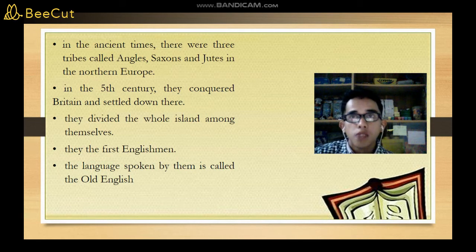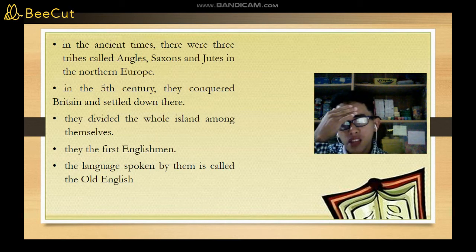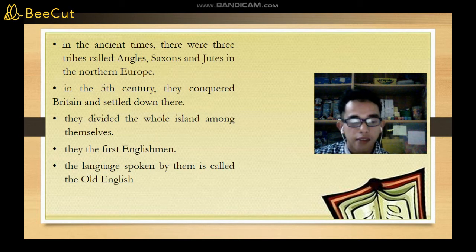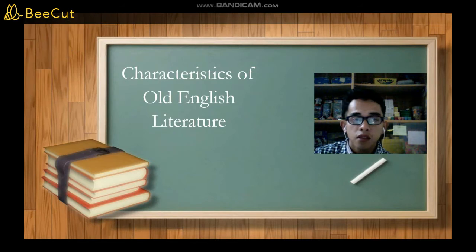Because of that, the language spoken by them is also called Old English, which is the foundation of the English language and literature. Mainly the three tribes are the first Englishmen. With the Anglo-Saxon settlement in Britain, the history of English literature began. Let's proceed to the characteristics of Old English literature.